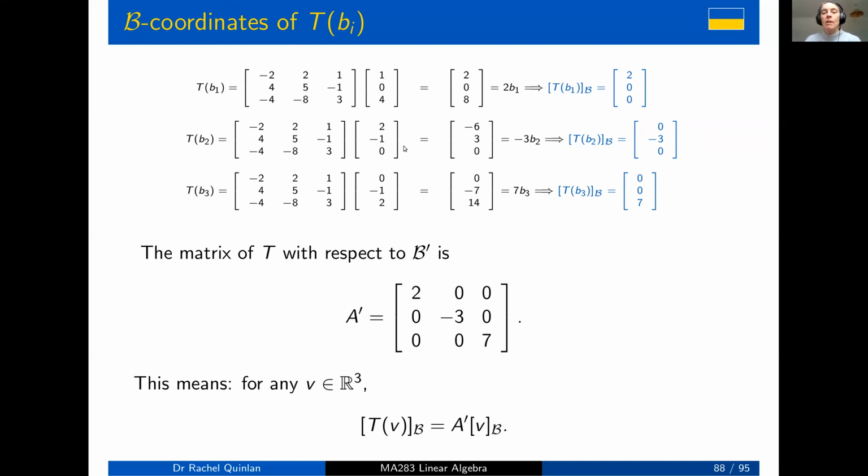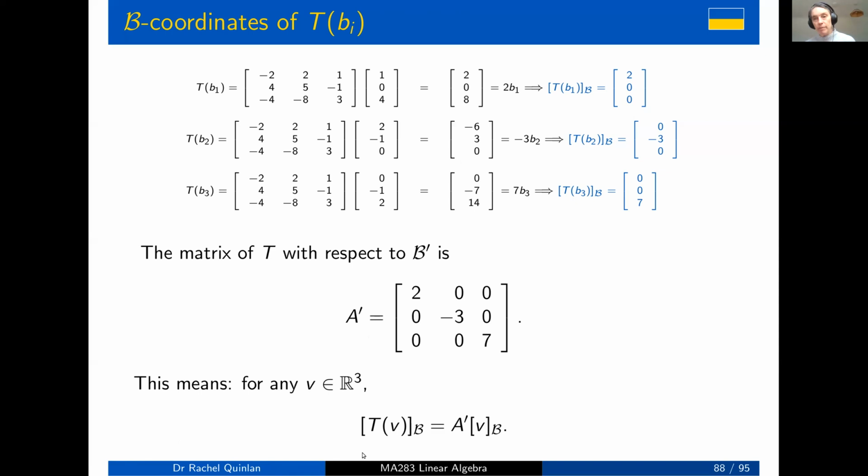That's one important point. Another point, which is equally important to think about, is that when we look at the matrix A dash, we can see clearly what A dash does to these three basis vectors, B1, B2, B3. It just multiplies B1 by 2. So it stretches by a factor of 2 in the B1 direction, multiplies B2 by minus 3, so reverses the direction and stretches by a factor of 3, and multiplies B3 by 7, so stretches by a factor of 7 in the B3 direction.